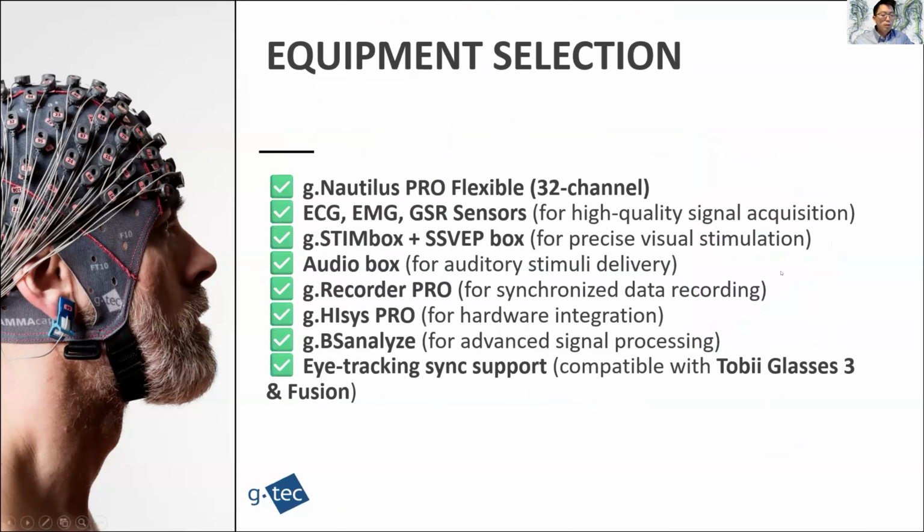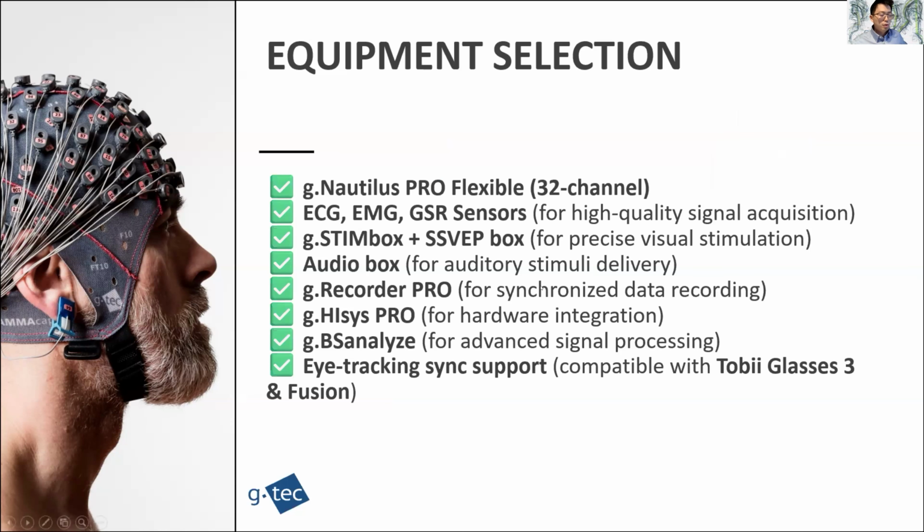Having all this in mind, we can have an idea of the equipment we need. We need a wireless 32-channel system, and we need the ECG, EMG, GSR sensors for high signal quality acquisition. We also want a stimulation box for visual stimulation, and the same with an audio box. On the software part, we want synchronized EEG data recording, and that requires Recorder, g.tec Pro, and for the offline part, we need BSNIs. We also keep the option to add eye tracking synchronization, which will be included in the g.tec Pro.